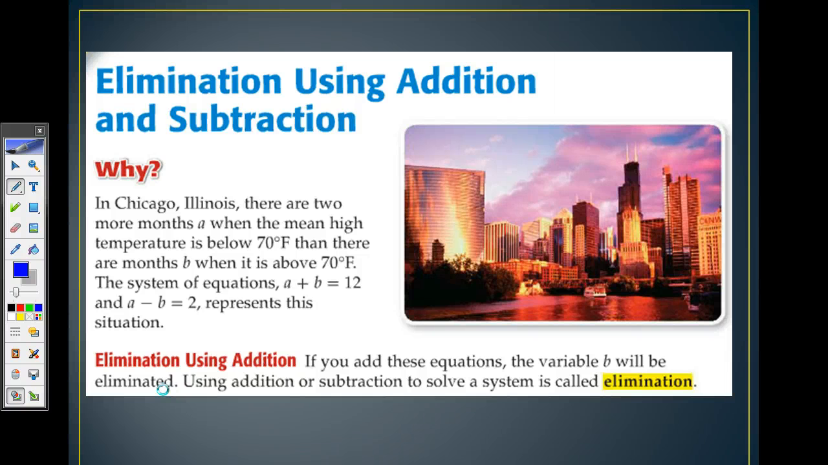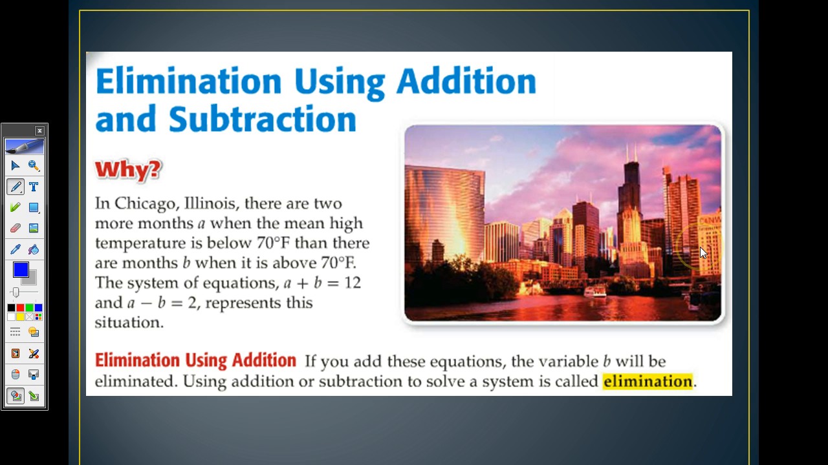So why? In Chicago, Illinois, there are 2 more months A when the mean high temperature is below 70 degrees than there were months B when it was above 70 degrees. The system of equations A plus B equals 12 and A minus B equals 2 represents the situation. Elimination using addition: if you add these equations, the variable B will be eliminated. Using addition or subtraction to solve a system is called elimination.